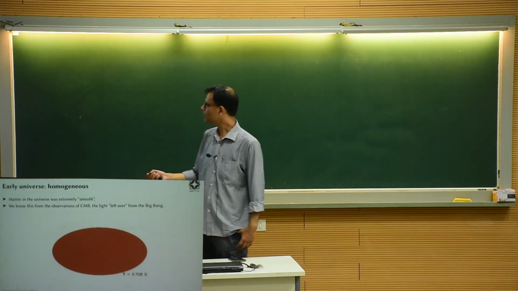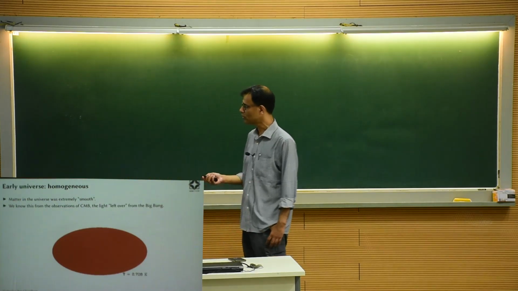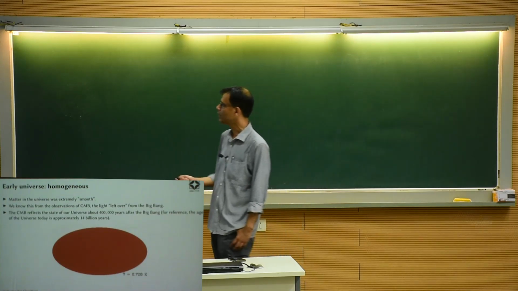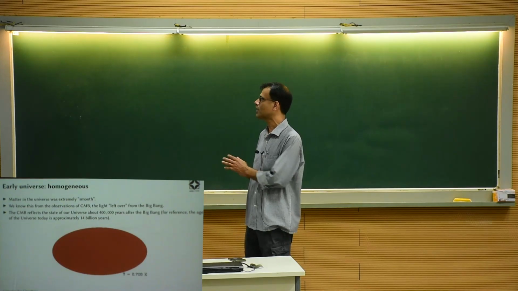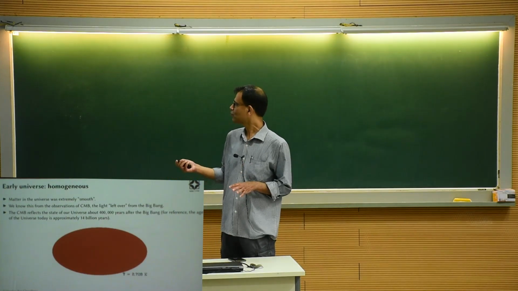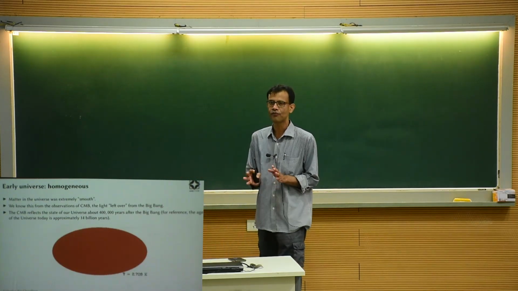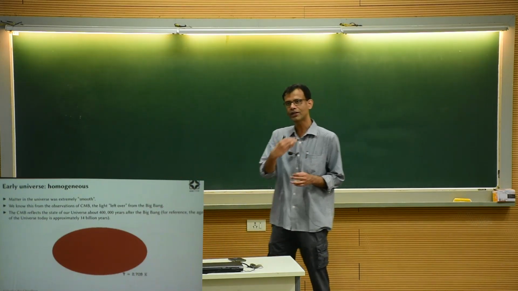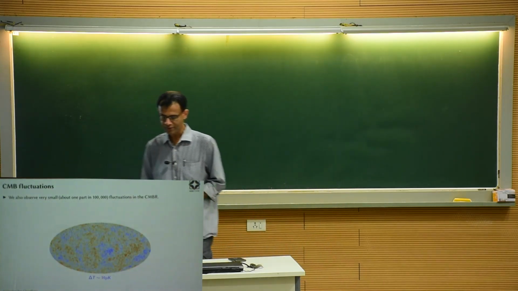Which means that the matter in the early universe was extremely smooth. This is coming from the CMB. And as I said, the CMB reflects the state of our universe 400,000 years after the Big Bang. Just to understand what this 400,000 years means, the age of the universe today is something around 14 billion years. So we are really talking about very early times in our universe.